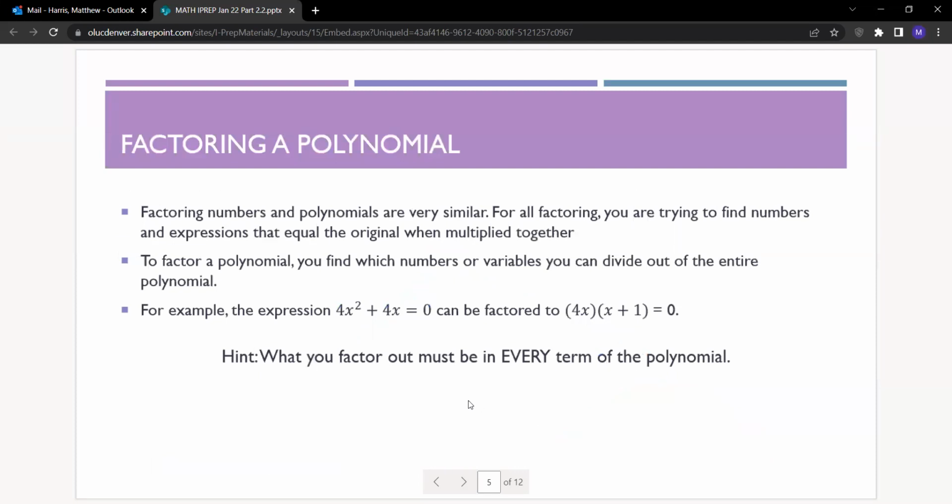So it's the same with a polynomial. You're factoring out this polynomial, and you're just trying to figure out what can multiply back together to get it. So for example, the expression 4x squared plus 4x equals 0 can be factored to 4x times (x + 1) is equal to 0. So a hint here is when you factor out, whatever you factor out must be in every term of the polynomial. So here we factored out 4x, and you can see there's a 4x here and a 4x here. So that's where we got that from. So let's go ahead and move on to the next slide.